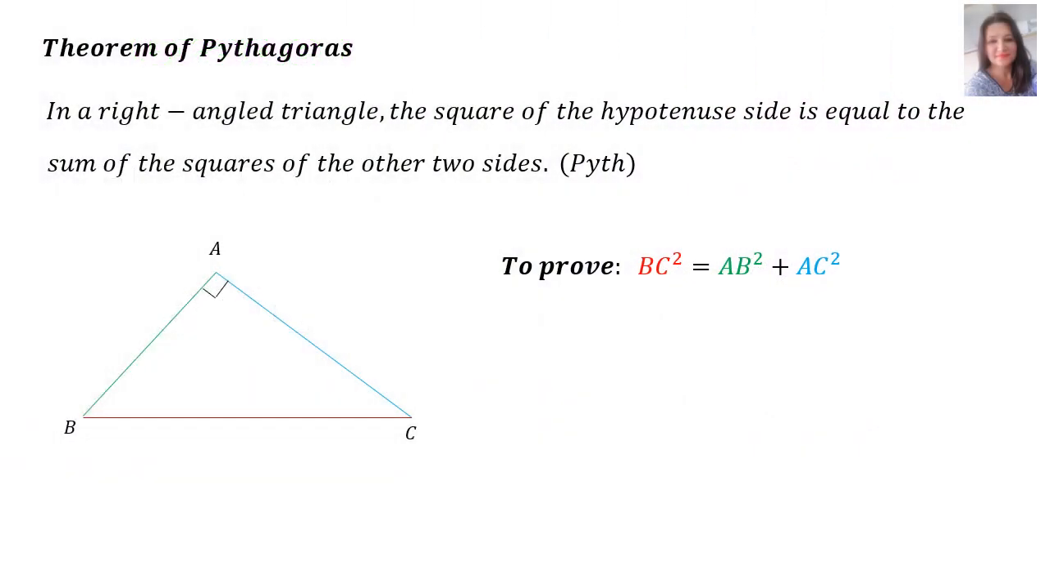The theorem of Pythagoras states that in a right-angled triangle, the square of the hypotenuse side is equal to the sum of the squares of the other two sides. And then the abbreviation by now you know is Pythag. So required to prove is that BC squared is equal to AB squared plus AC squared. And we'll do the proof now on the next slide.